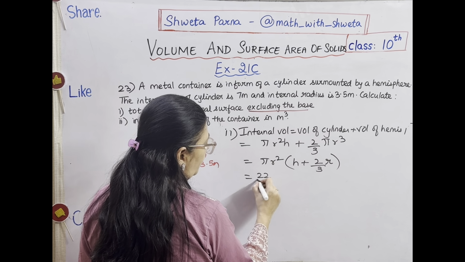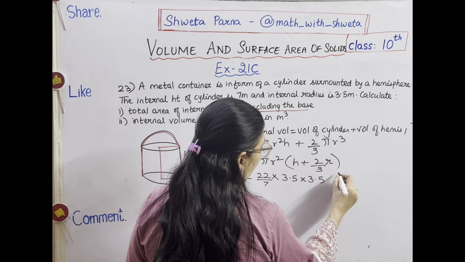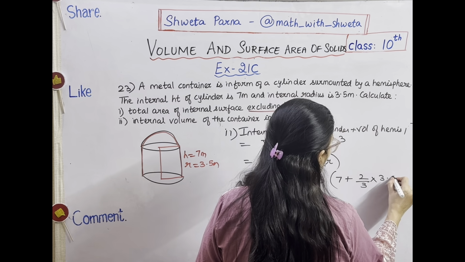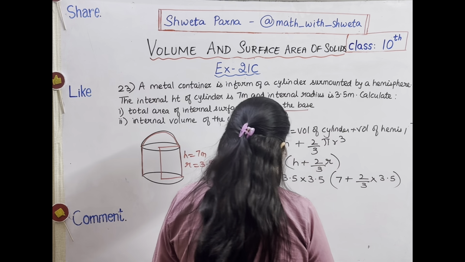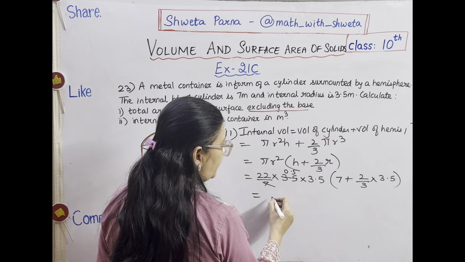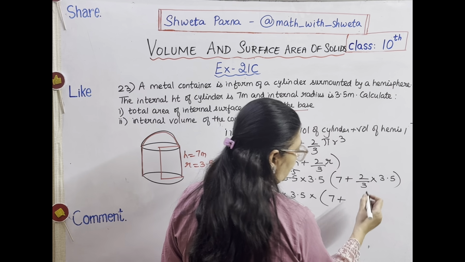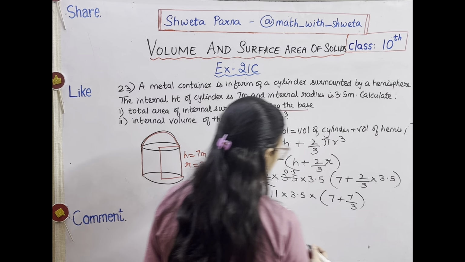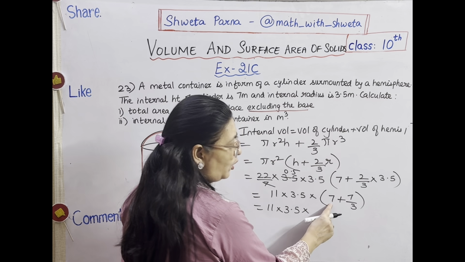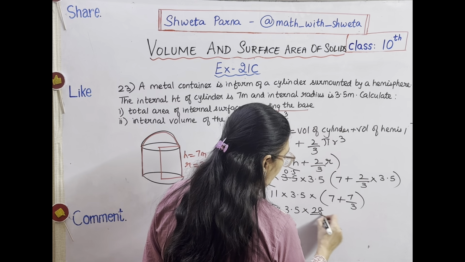So it is 22 upon 7 into radius 3.5 into 3.5, in bracket 7 plus 2 upon 3 into 3.5. Okay. So you will get 7.5... 22 into 0.5 is 11. 11 into 3.5 into this is 7 plus 7 upon 3. So it is 11 into 3.5 into 21. When you take the LCM, it will become 21 plus 7 is 28 upon 3.